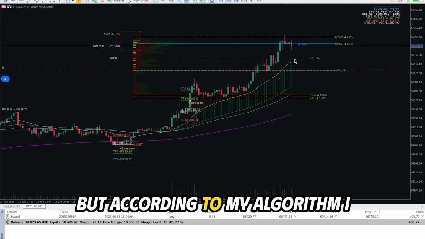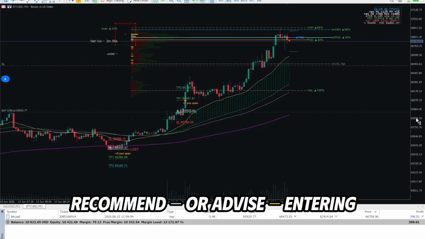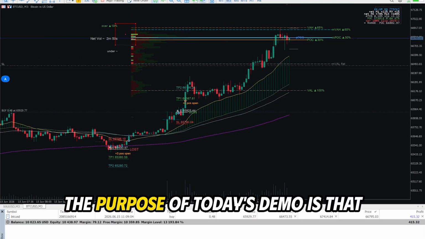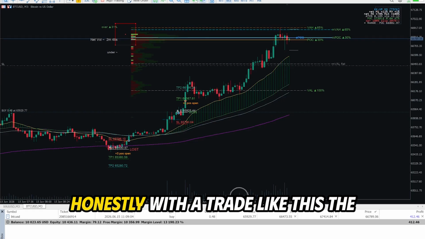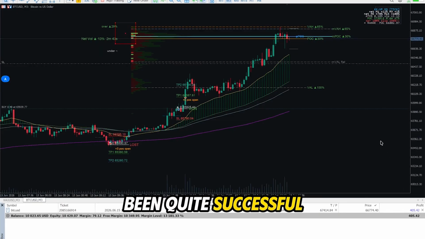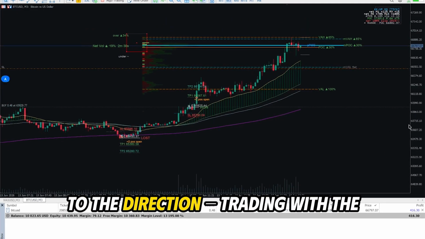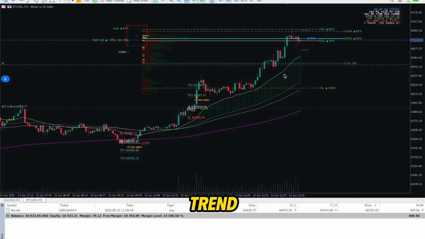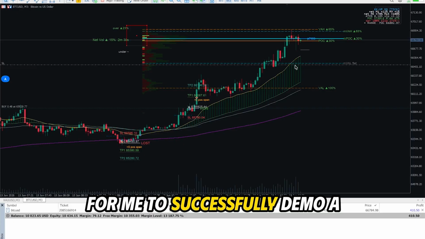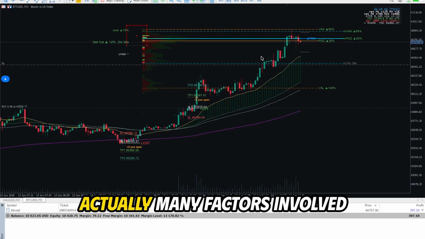But according to my algorithm, I don't recommend or advise entering those short trades. Because the purpose of today's demo is that honestly, with a trade like this, the bot has done its job very well. It's been quite successful. I should also focus on staying true to the direction, trading with the trend, as the probability of success is higher. For me, to successfully demo a counter trend trade, there are actually many factors involved.